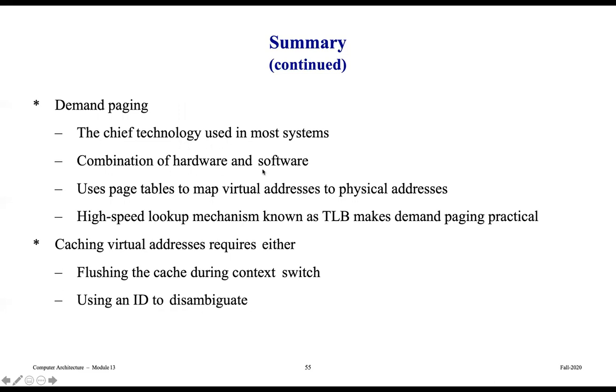Demand paging is the chief technology used in most systems. It's a combination of hardware and software. It uses page tables to map virtual addresses to physical addresses, and a high-speed lookup mechanism known as a TLB to make demand paging practical. Caching virtual addresses requires either flushing the cache during context switching or using an ID to disambiguate.